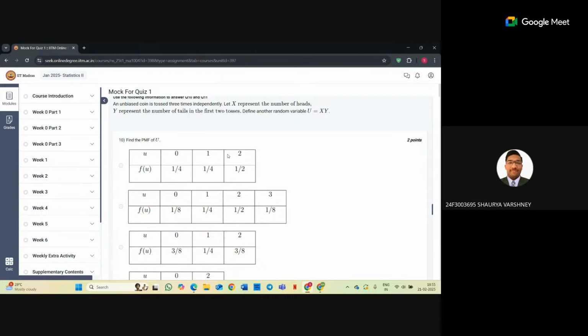And the number of heads in the first two tosses. Is everyone able to solve this question, or are you solving it? Ma'am, I'm solving. Please give this question 5 minutes, ma'am. Yeah, sure.